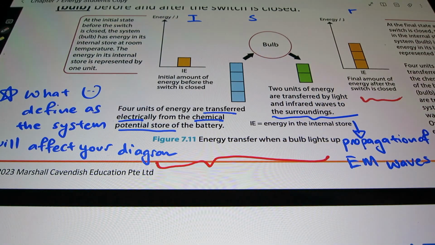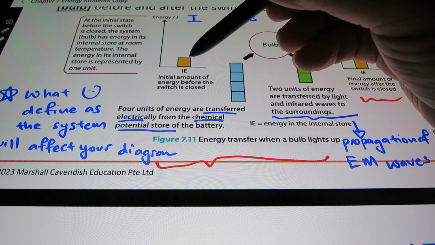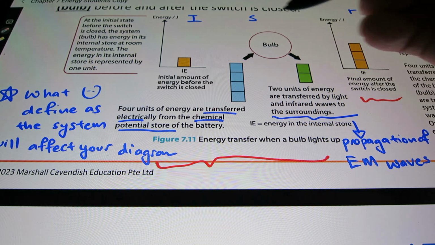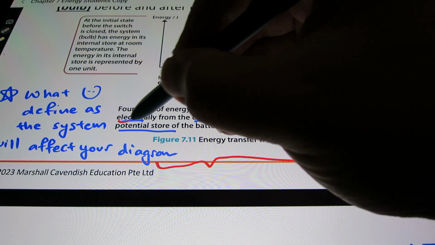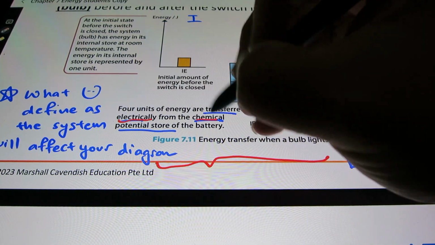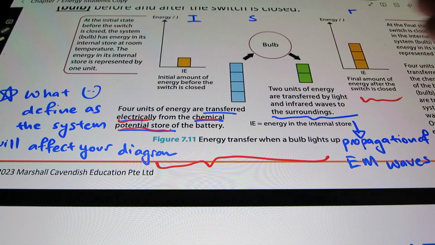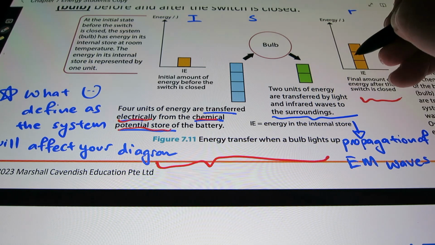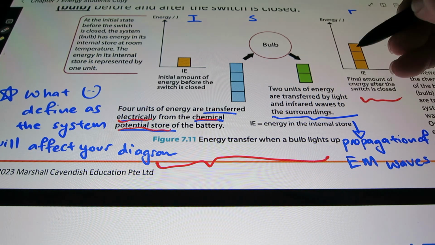So the bulb has some temperature. It is not at 0 Kelvin, so it has some temperature. We say it has energy in the internal store. Then you have the battery transferring energy electrically from its chemical potential store. So I supply 4 of it. But at the same time, the bulb will heat up. So at the end the bulb must be hotter than it was. That means it must have more energy in the internal store. So that's why I drew a bit more.